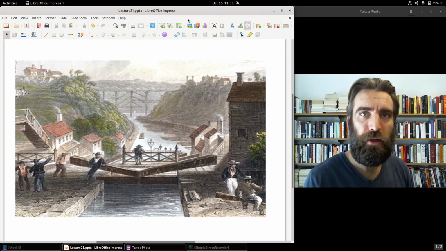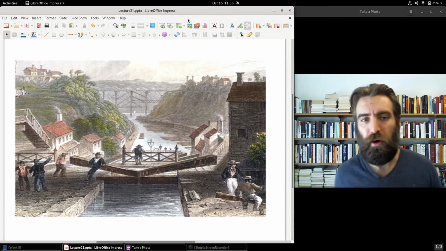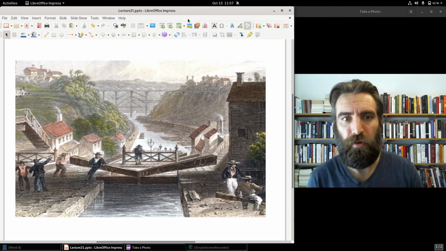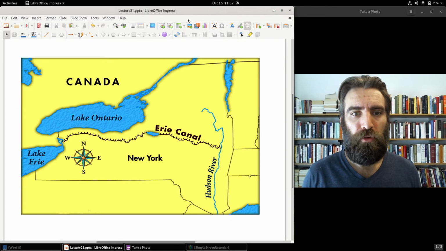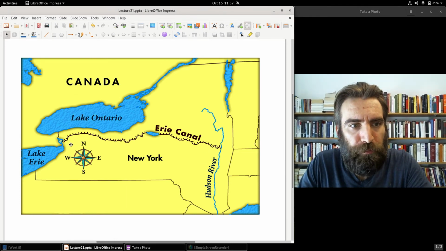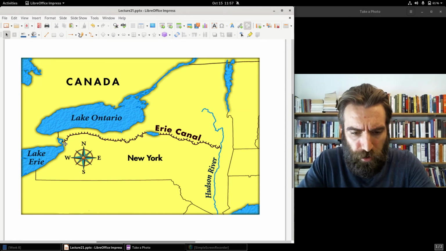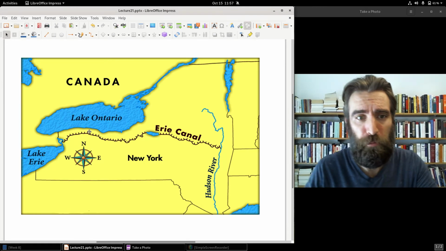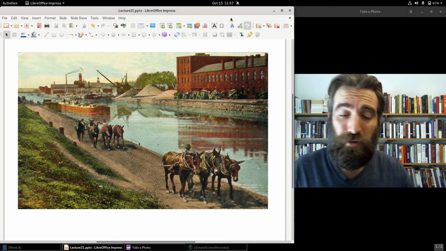Canals allowed the transport of goods by water from one river to another, or alternatively, if you need to bypass rapids or waterfalls, you could use a canal to get around that. The most famous canal was the Erie Canal, which connected the Hudson River at Albany to Lake Erie at Buffalo. The Erie Canal opened in 1825 and stretched 363 miles. There's the Erie Canal. But a very, very expensive project to undertake.